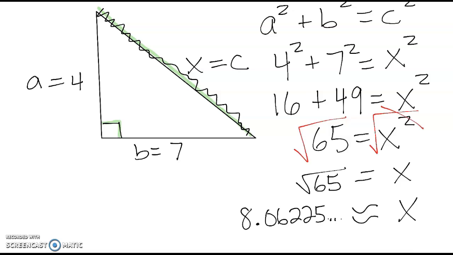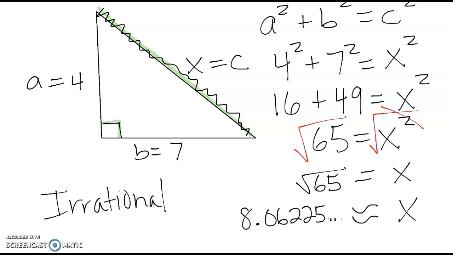Now I have to decide, is my number rational or irrational? And I know that imperfect squares, like the square root of 65, and decimals that continue, that don't stop or repeat, are irrational. So my answer is irrational. Okay, and I know this because imperfect squares and decimals that continue on without repeating or stopping are irrational.